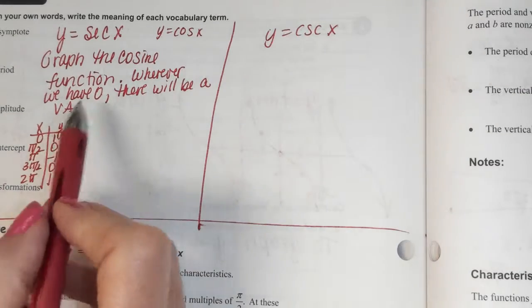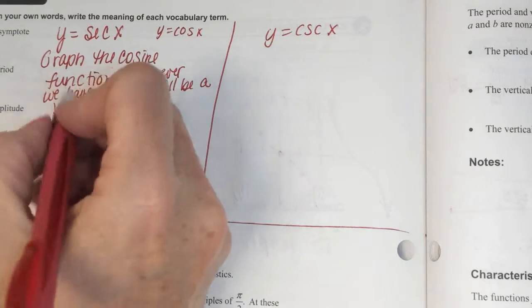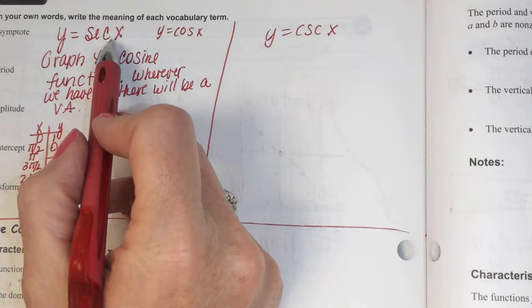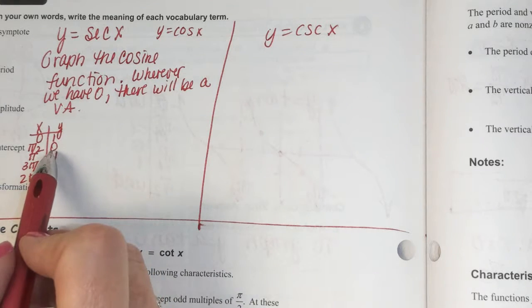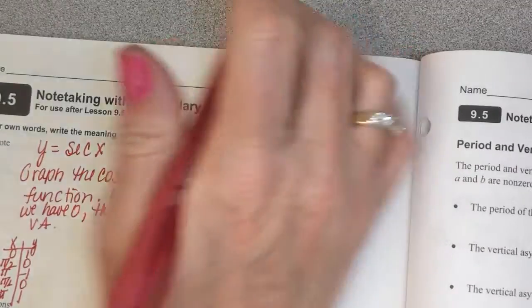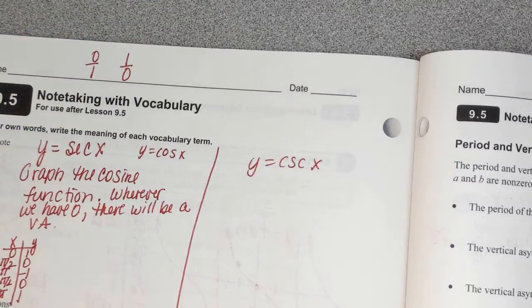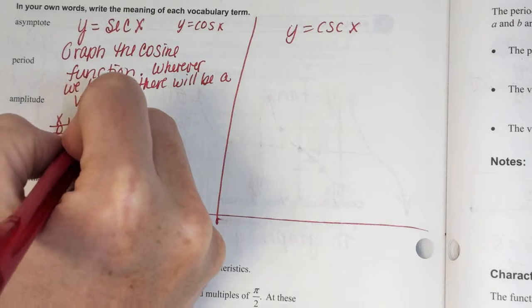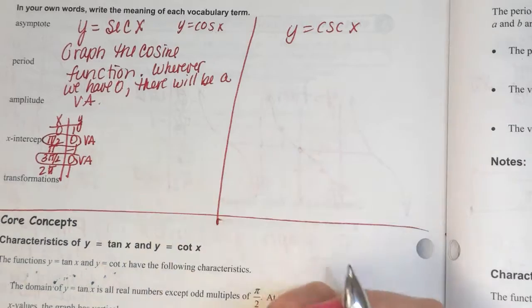Good. Now, like I said, wherever we get an answer of 0, that's going to be where we have a vertical asymptote. Here's the reason why. Secant is the reciprocal of cosine. So if I do the reciprocal of 0, 0 is just 0 over 1, I get 1 over 0, right? So right here, I'm going to have a vertical asymptote. Right here, I'm going to have a vertical asymptote.